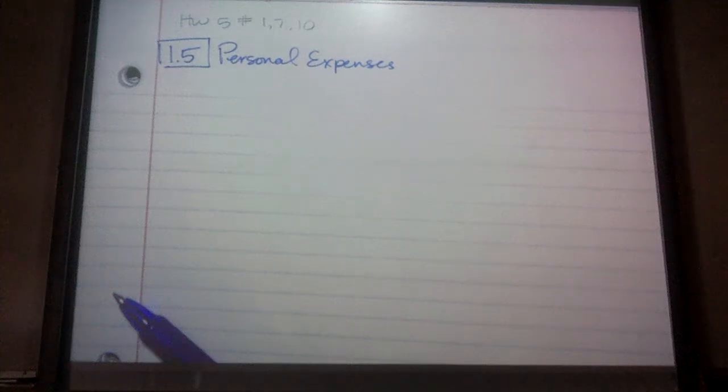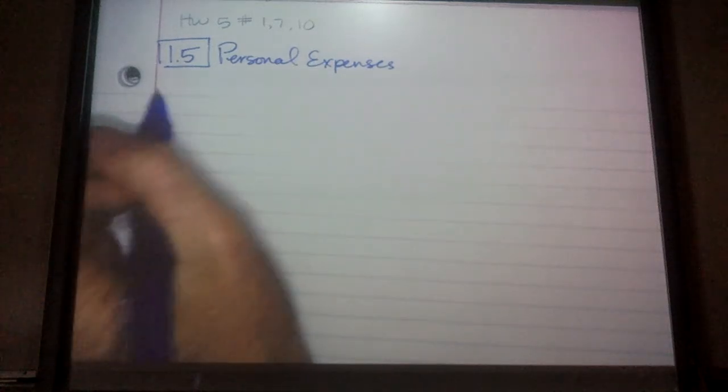Guys, this lesson is on section 1.5 and I'm going to jump right in. It's on personal expenses, but I'm going to at least be utilizing my scientific calculator. I don't know what kind of calculator you're using, but hopefully it has the ability to do these sorts of things. So we're going to jump right in. It has some vocabulary in your book.